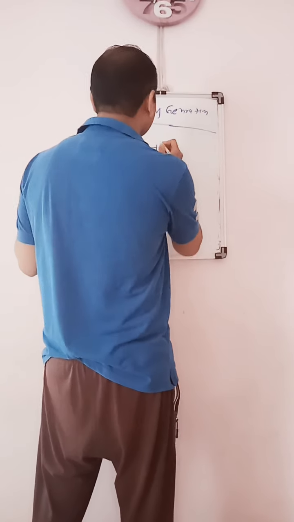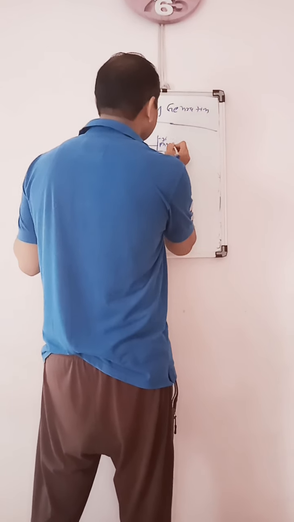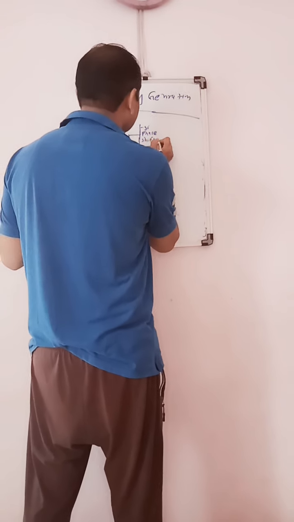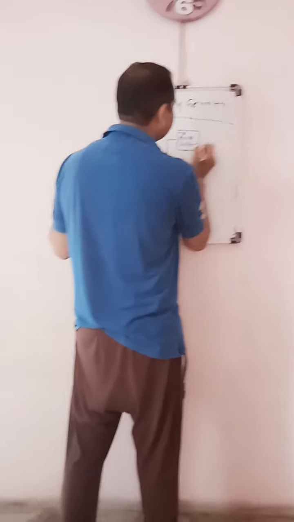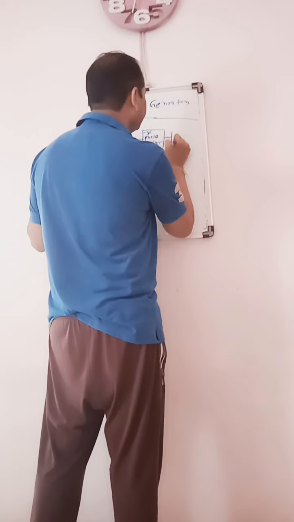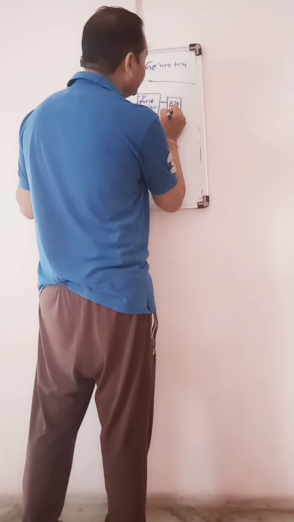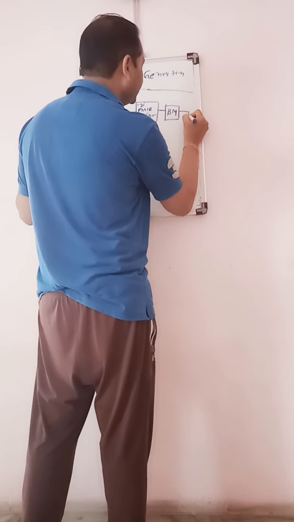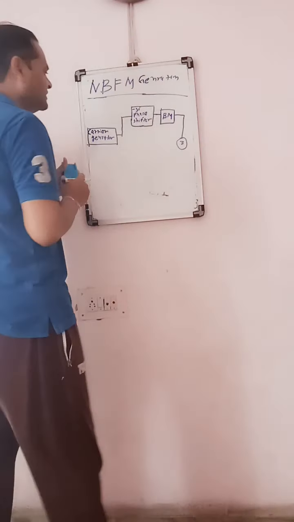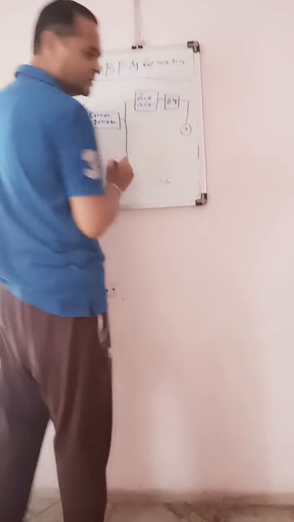90-degree phase shifter. So you will get the signal, and after that it will go towards the balanced modulator, and from here it will go to this summer. We will get this. Okay.